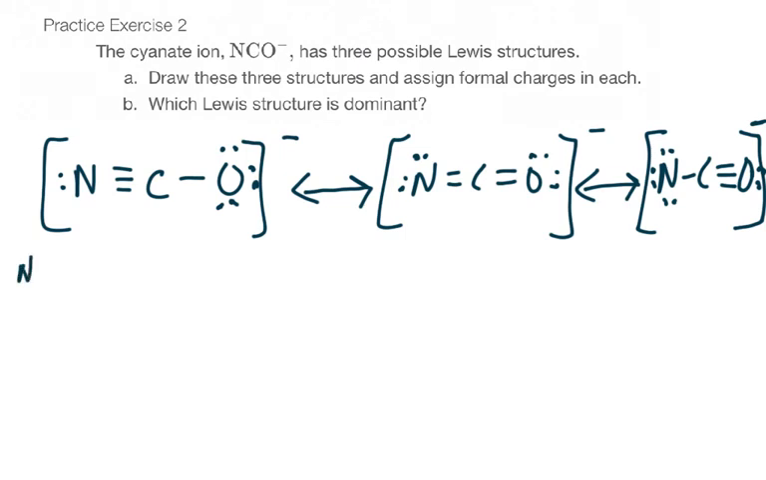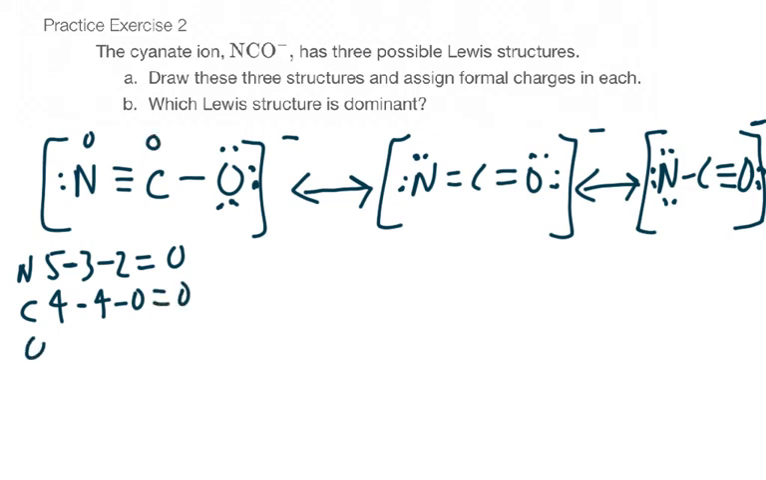Well, let's look at the formal charges. Nitrogen here has 5 valence electrons. It has 3 sticks around it and 2 dots. 5 minus 3 is 2, 2 minus 2 is 0, so its formal charge is 0. The carbon has a valence of 4, minus 4 sticks around it, no dots. It's also a 0. The oxygen here has 6 valence electrons. It has 1 stick around it and 6 dots. So 6 minus 1 is 5, 5 minus 6 is -1. So we're going to put a -1 over here.